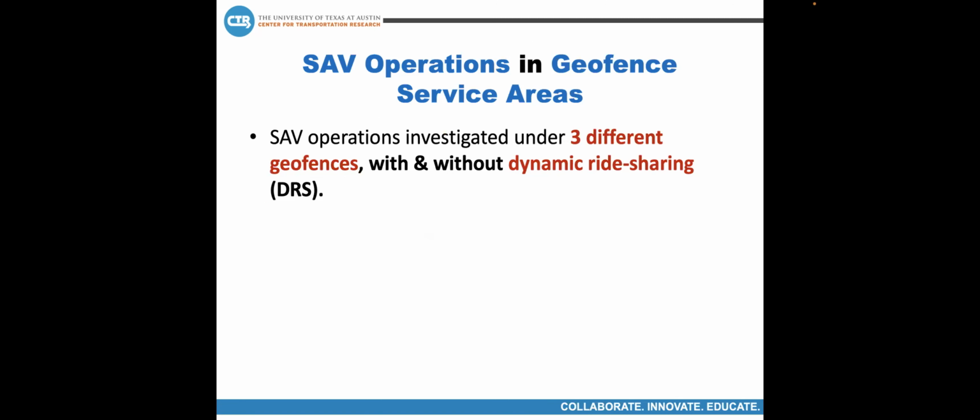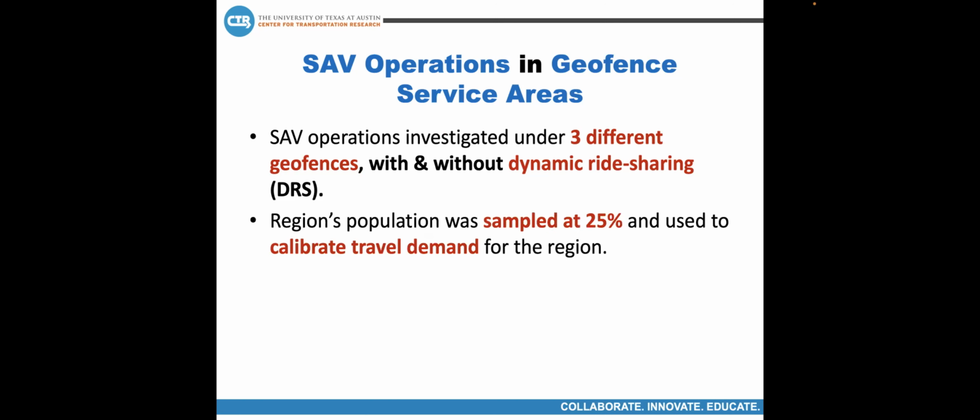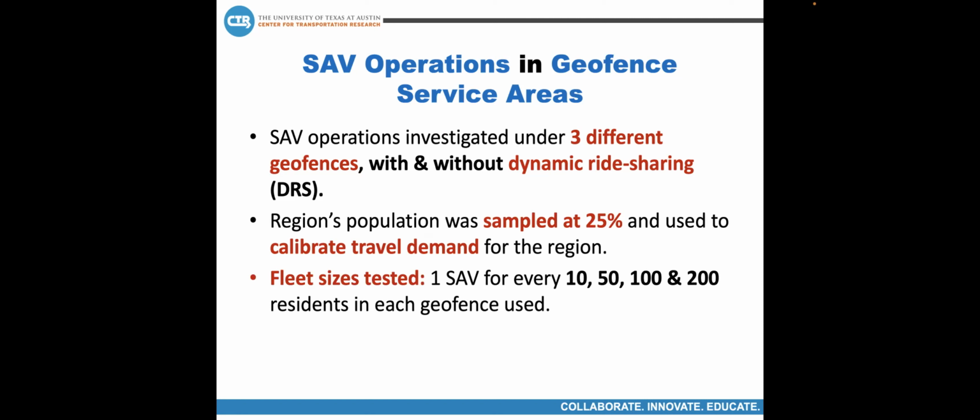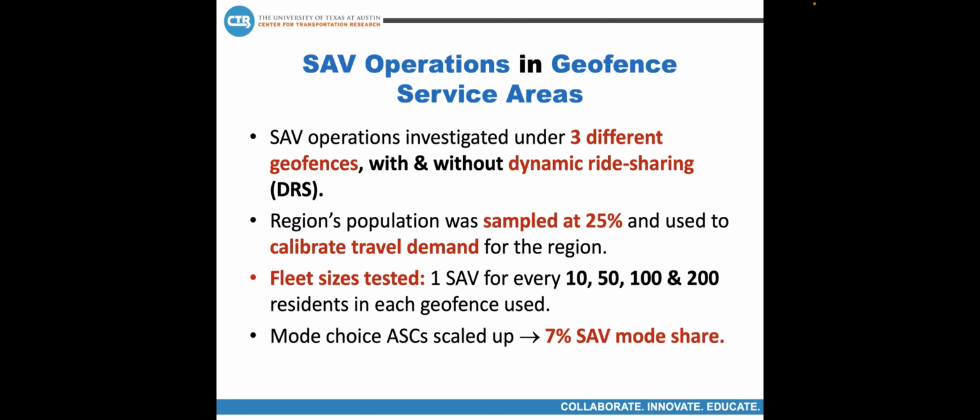SAV operations in the geofence service areas were investigated under 3 different geofences with and without dynamic ride sharing. The region's population was sampled at 25% and used to calibrate the travel demand for the region. The fleet sizes that we tested included 1 SAV for every 10, 50, 100, and 200 residents in each geofence investigated, and mode choice alternative specific constants were scaled up to depict a 7% SAV mode share. So here we have our 3 SAV geofences.